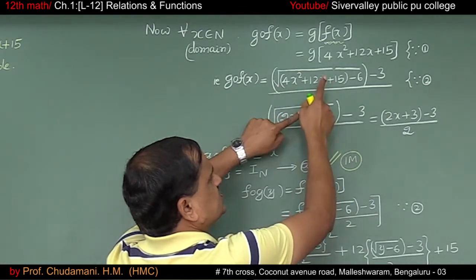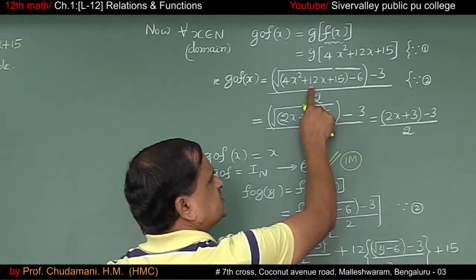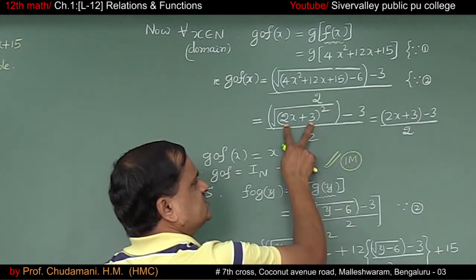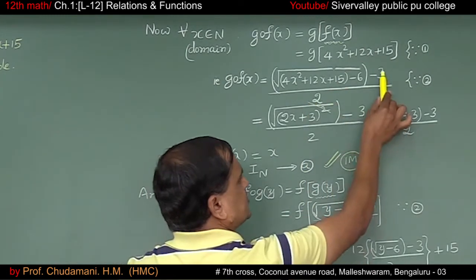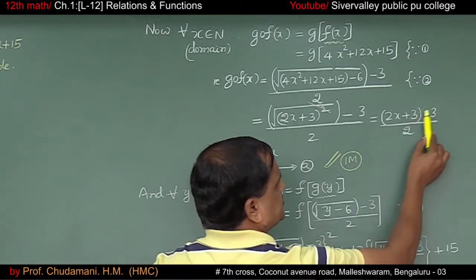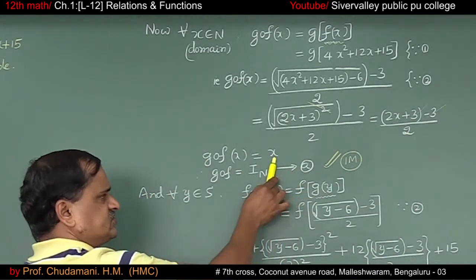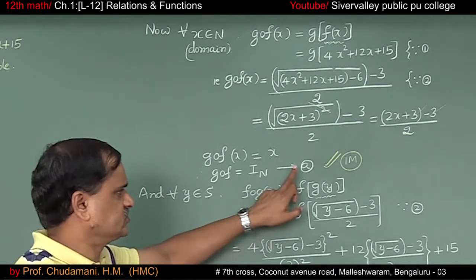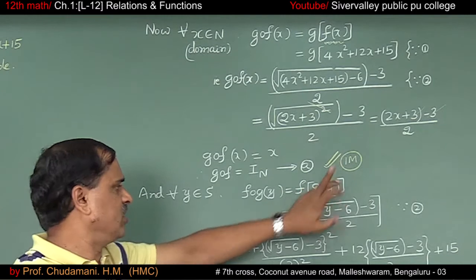4x square is 2x whole square. This is the 2ab term. So, 2x the whole square plus 2 into 2x into 3 plus 9 can be written as 2x plus 3 whole square, under root. Square and the square root get cancelled. Minus 3 divided by 2. 2x plus 3 minus 3, plus 3 minus 3 gets cancelled. 2x divided by 2 means we are left with x. So therefore, g o f is an identity function on the set of domain. Say equation A. So that gives one more mark, the second mark let us say.